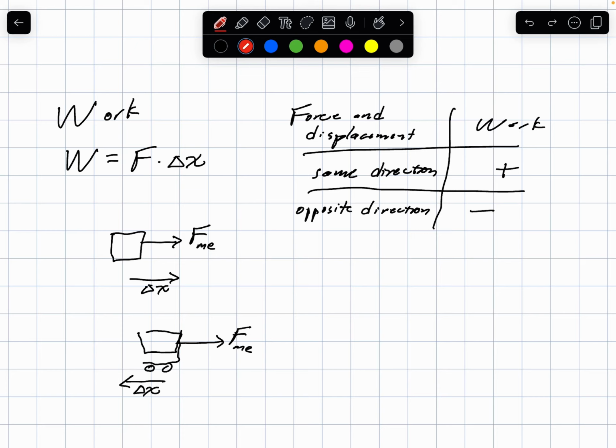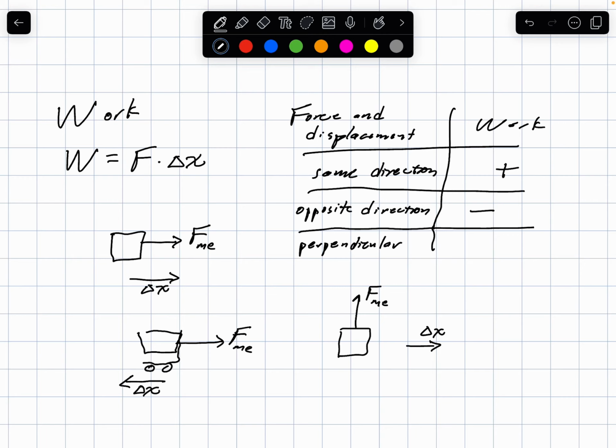Let's say I'm holding a book. I'm holding a book. The force on the book is up. This is the force of me. But the book is moving to the right. Delta X is to the right. In that case, these are now perpendicular, and I'm not doing any work on the book. Okay, so if the force and displacement are perpendicular to each other, then the work done is 0.